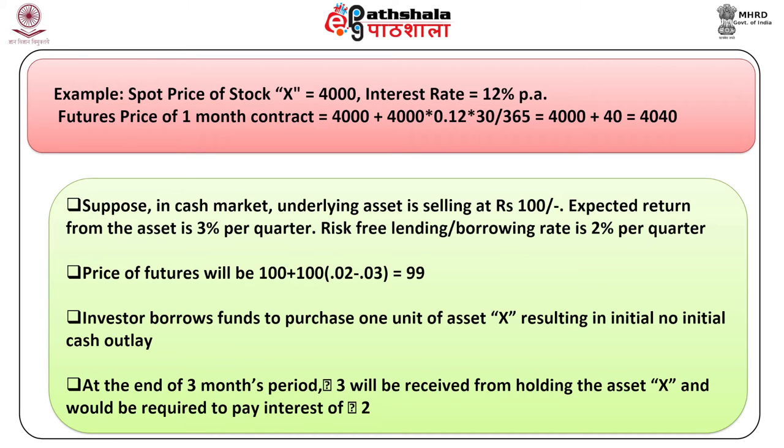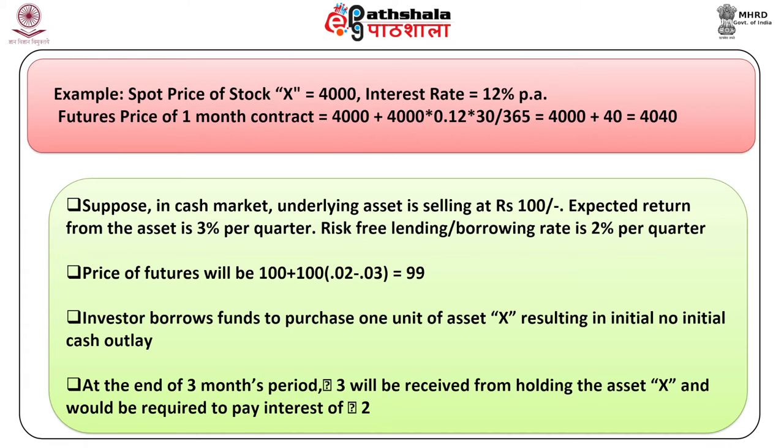The mechanism of pricing of futures can be explained as follows. Suppose in the cash market, the underlying asset is selling at rupees 100. Expected return from the asset is 3% per quarter. Risk-free lending borrowing rate is 2% per quarter. Price of futures will be 100 plus 100 into (0.02 minus 0.03). This will be equal to 99. Investor borrows funds to purchase one unit of asset X, resulting in no initial cash outlay.